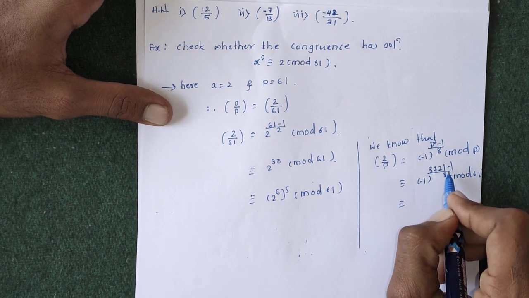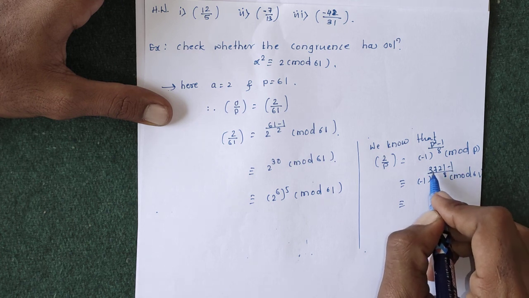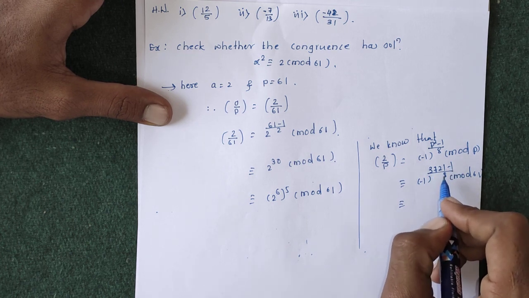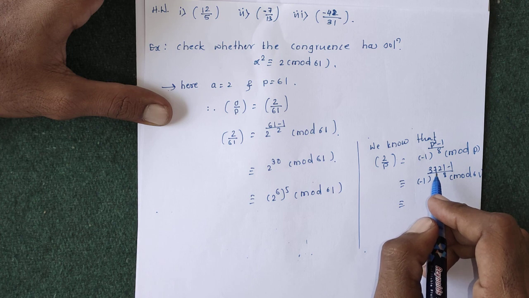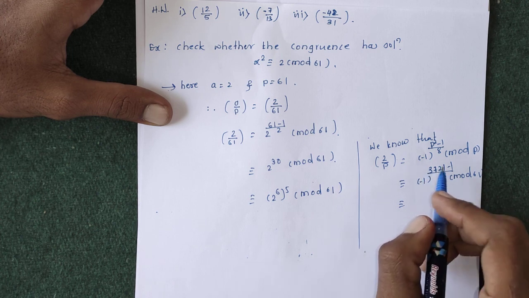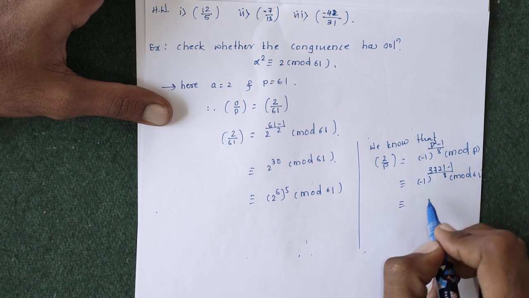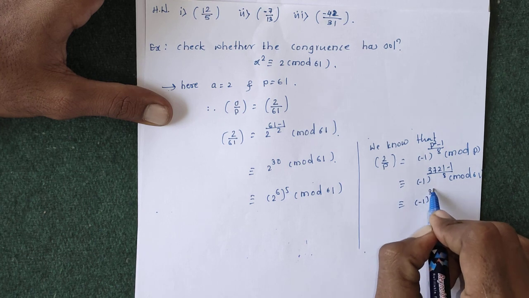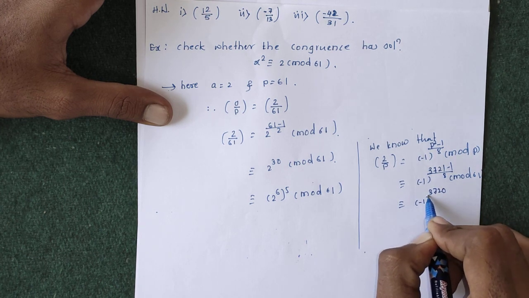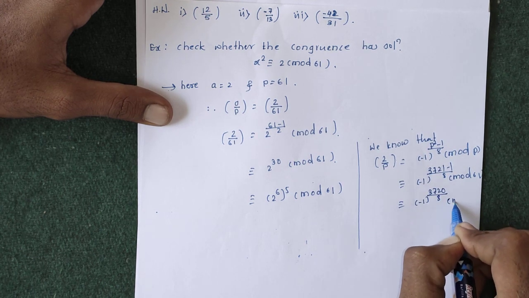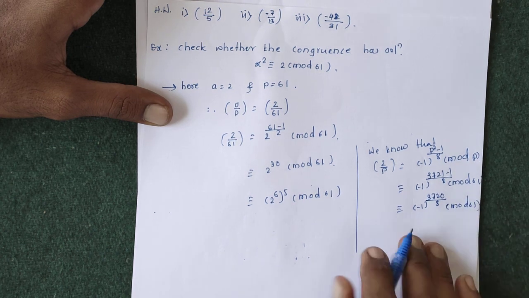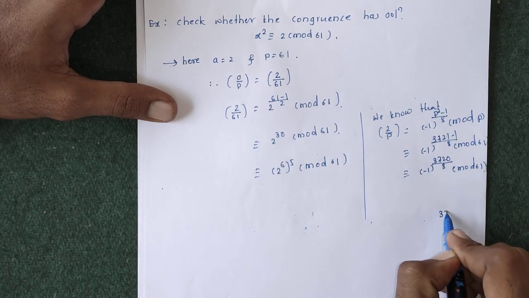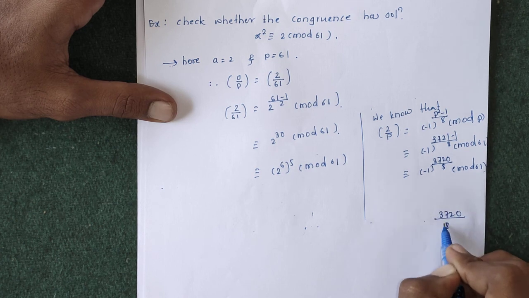So 3721 minus 1 is 3720, and 3720 by 8 is just a number. So this is minus 1 raised to 3720 by 8 under modulo 61.